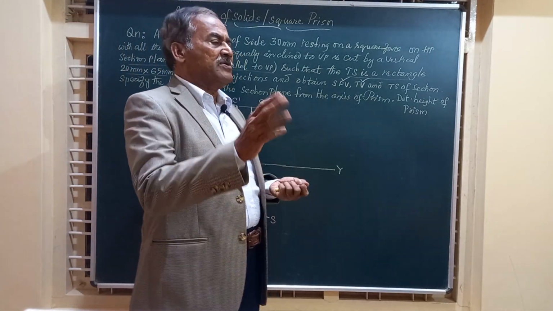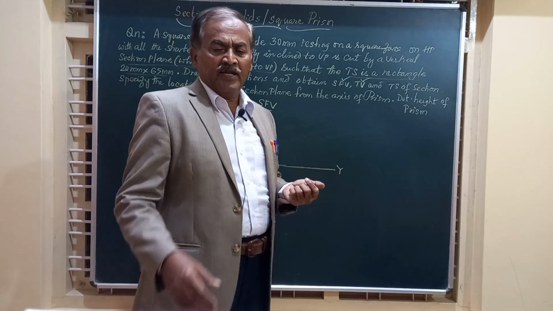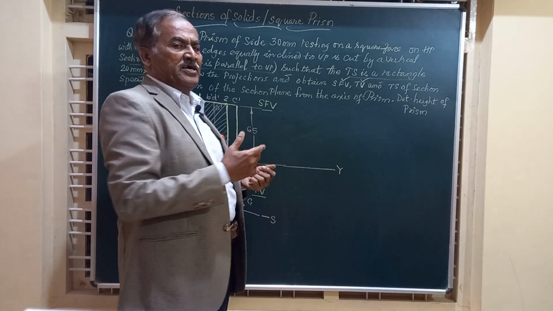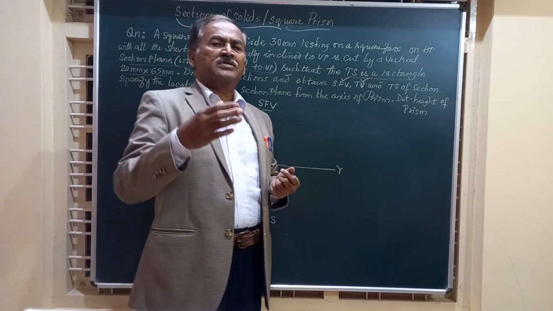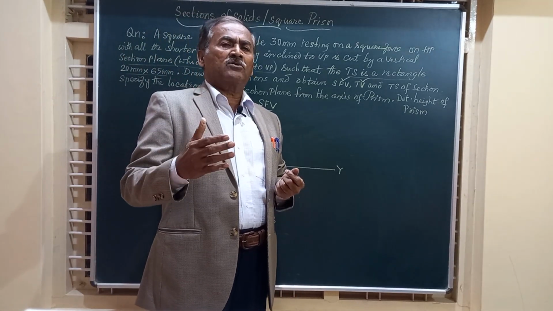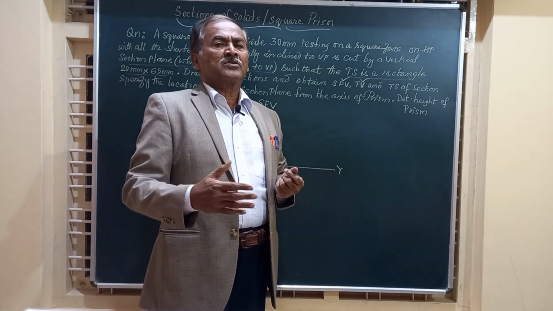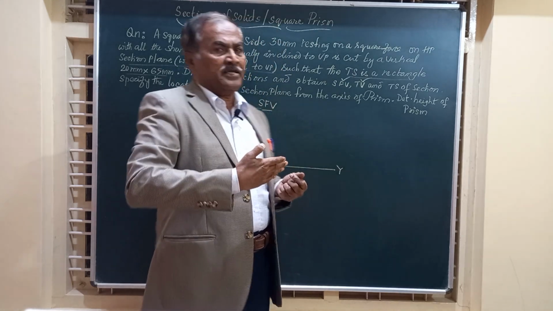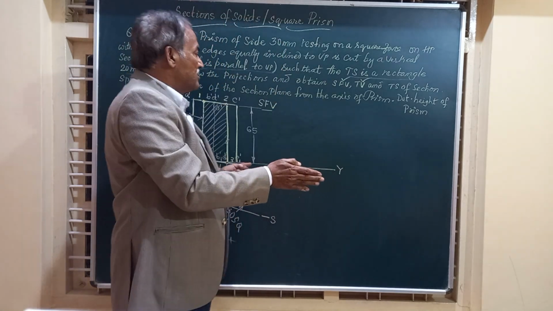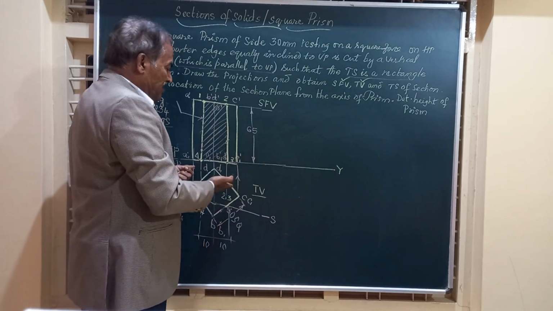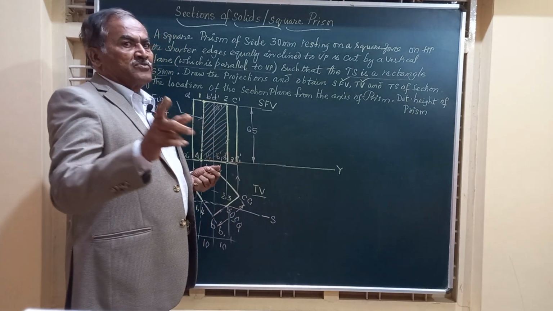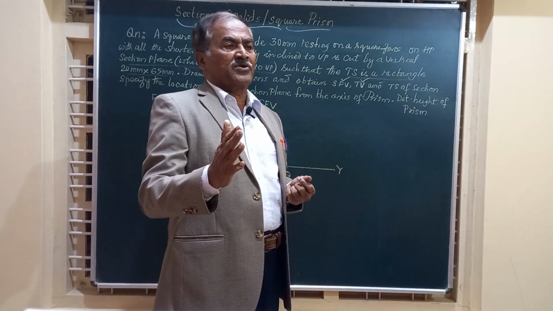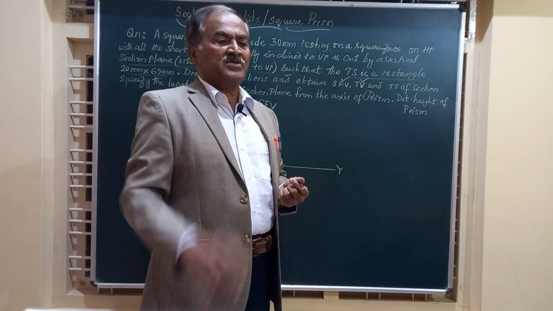So we can make a conclusion here. It's not particularly for a square; whenever any prism, square, triangular, rectangular, whatever it may be, is held vertical and cut by a vertical section plane, the true shape you obtain here is the true shape of the figure. The hatched portion in the front view is the true shape of the section.